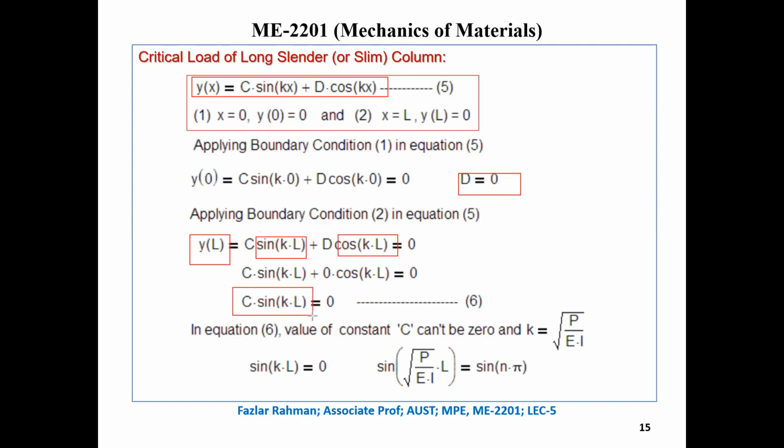Now tell me, which value is 0? C or sine kL? C, sir. Okay. If C value is 0, then what will happen? Already we got D 0, right? Then C 0, then y value 0. That means no deflection. So the value of C cannot be 0. If the value of C cannot be 0, then sine kL should be 0. So sine kL equal to 0.